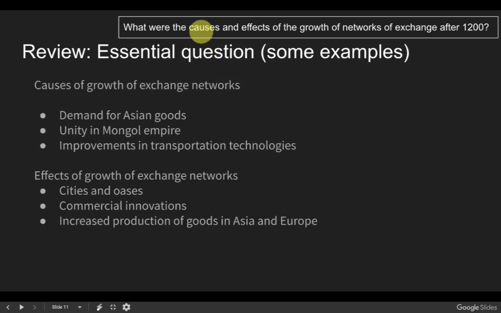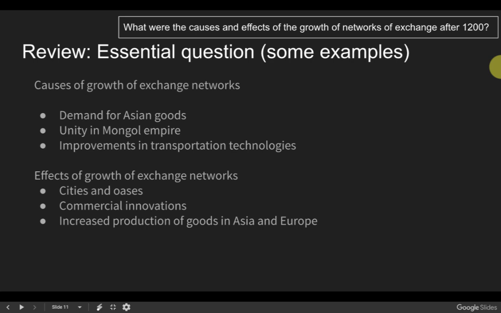So now for the essential question, we had the causes and the effects of the growth of networks of exchange. Some things to think about for causes. Why did Silk Road's trade grow? The huge demand for Asian goods like gunpowder, silk, and porcelain. The unity in the Mongol Empire and the fact that the Mongols encouraged trade. And improvements in transportation technology for the Silk Roads, especially the camel caravans and the caravanserai. And then remember, on Indian Ocean trade, we had the navigation technology like the compass and the rudder, and also the Chinese junk, the large cargo ship.